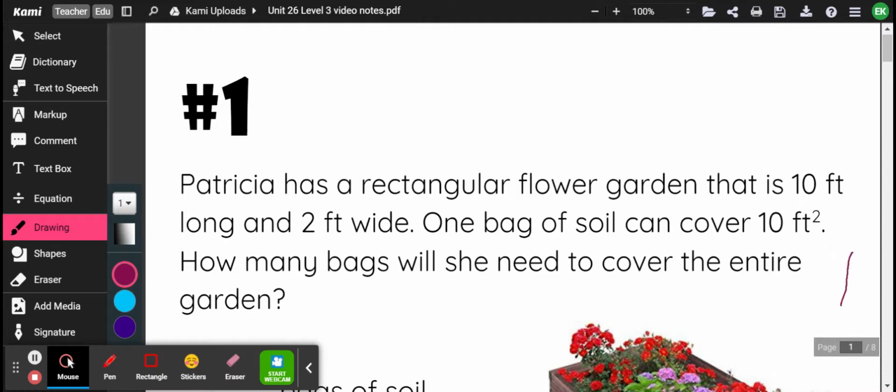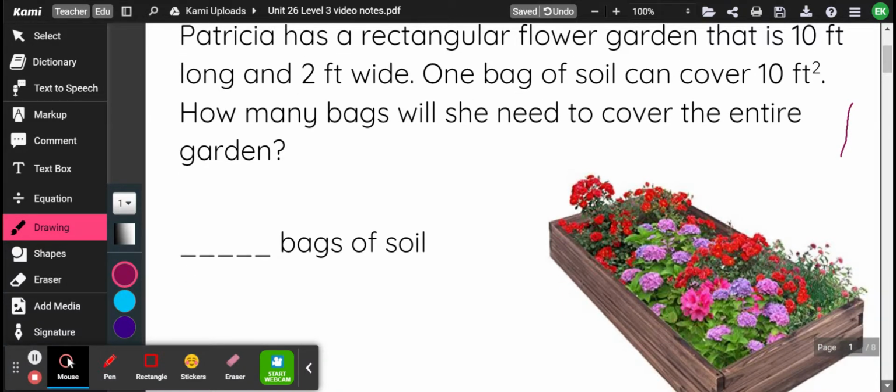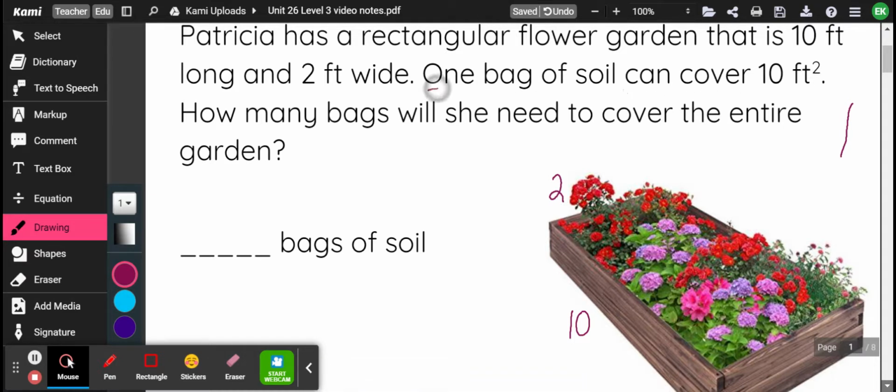So number one here, we've got Patricia, and she has a rectangular flower garden that is 10 feet long and 2 feet wide. I'm going to mark up this picture just so we can see that. It's 10 feet long and it's 2 feet wide. One bag of soil can cover 10 feet squared. That's going to become helpful. How many bags will she need to cover the entire garden?